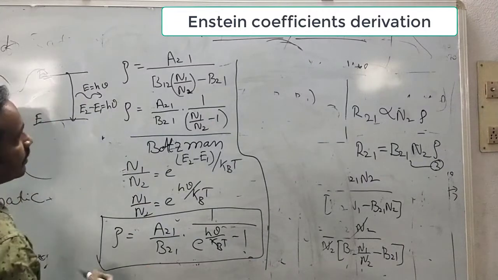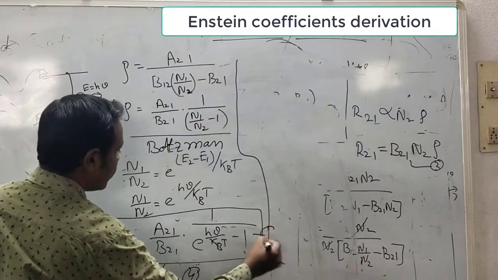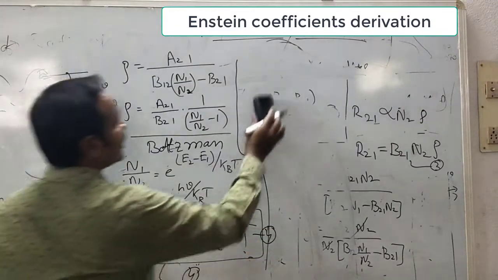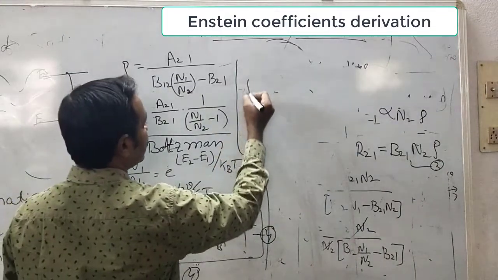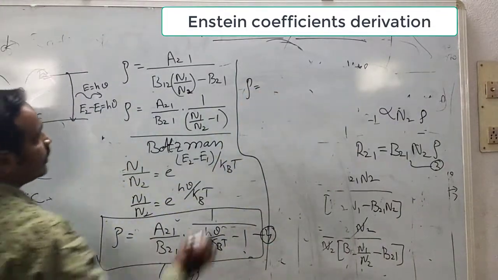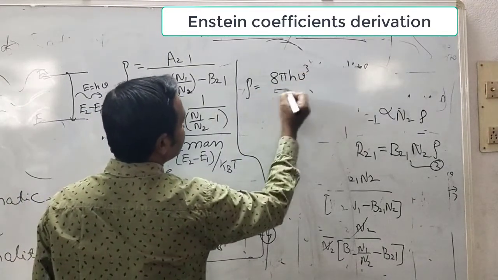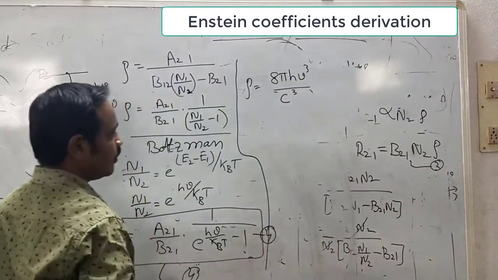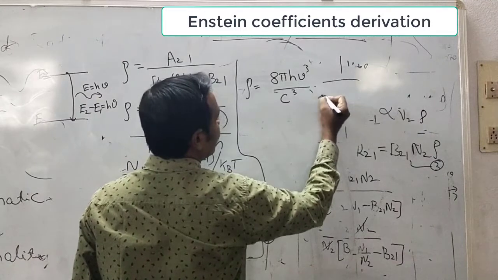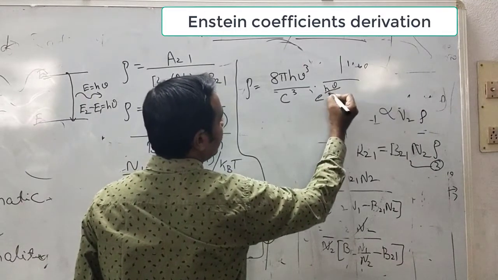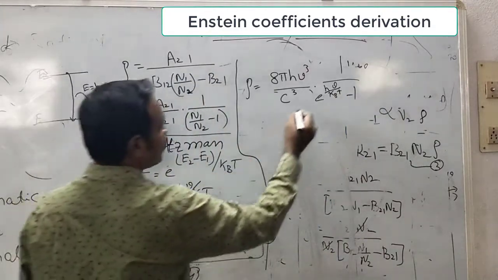Can I take out equation number 4? I haven't taken equation number 3, equation number 4. Now compare equation number 4 with another equation, Planck's radiation law. I write it here: rho equals once again 8 pi h nu cube by c cube, Planck has given this equation, into 1 by e power h nu by kBT minus 1. See, similar. So this is equation number 5.